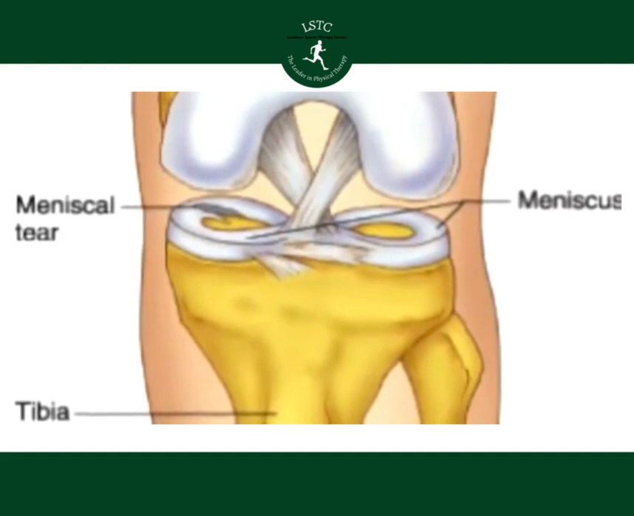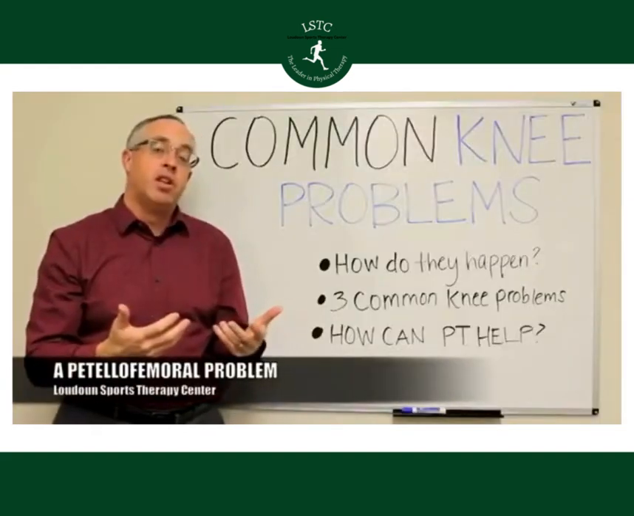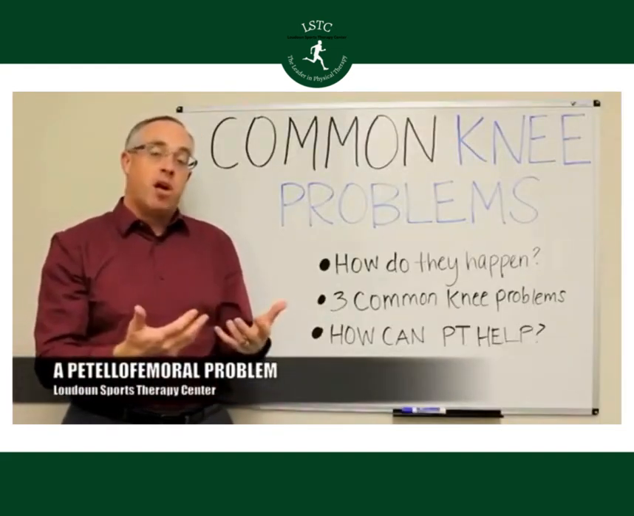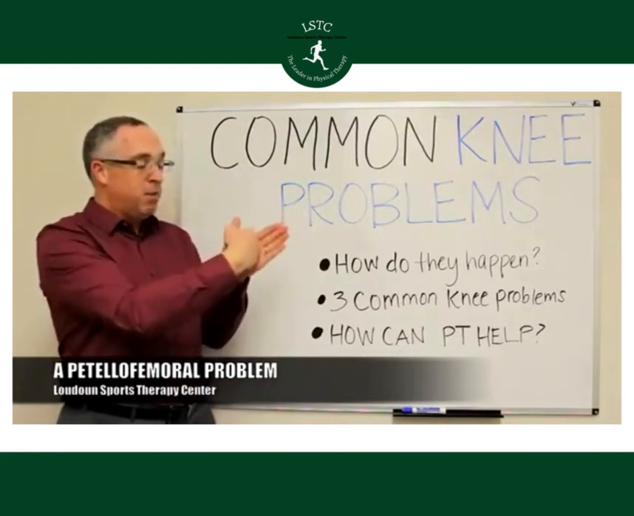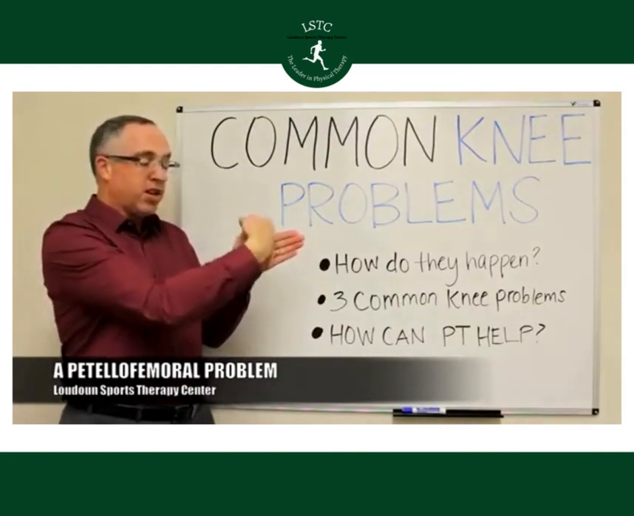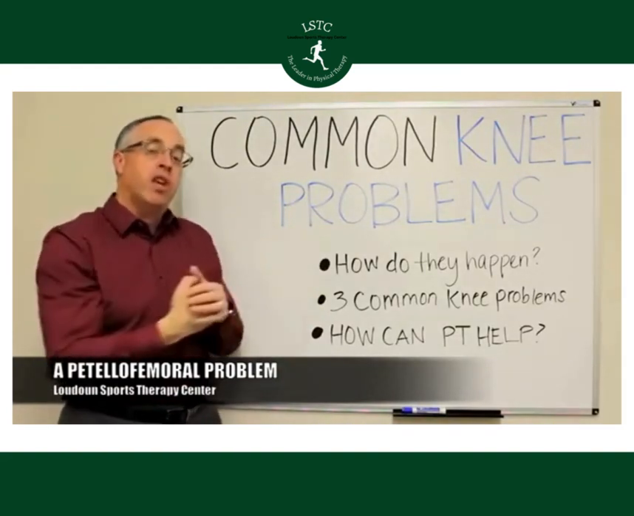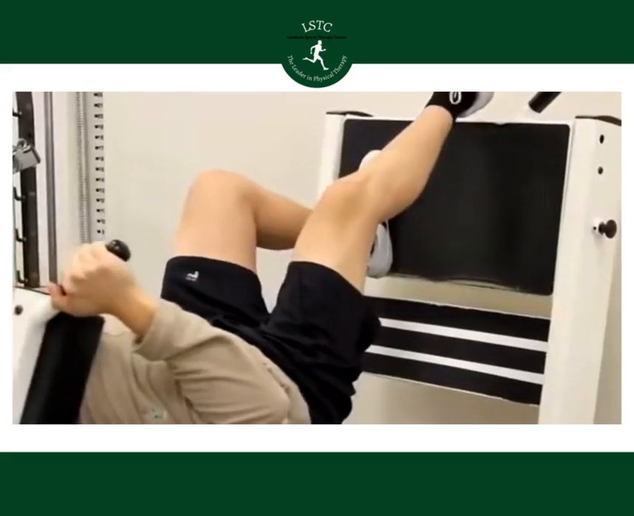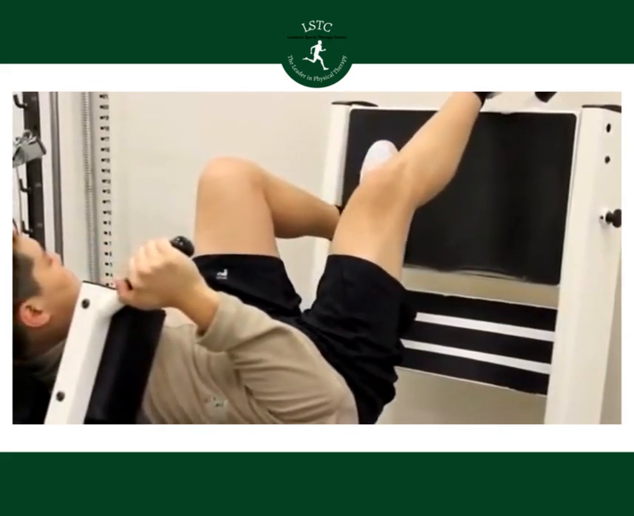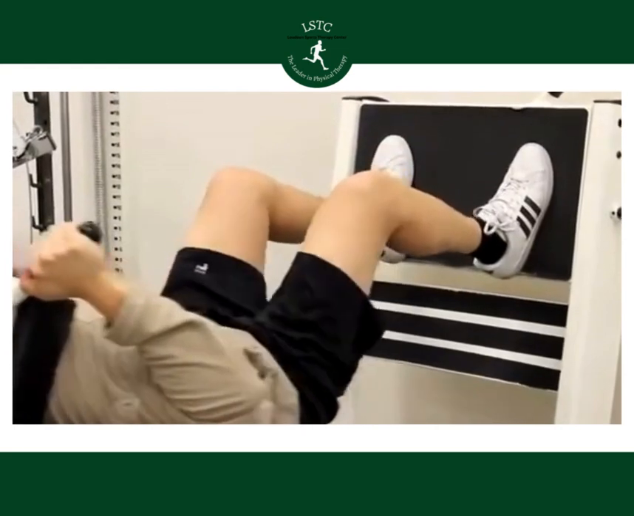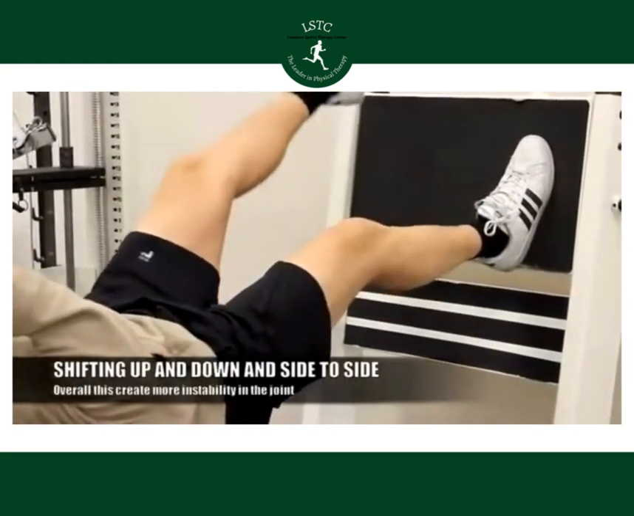And then the third common problem that we see most often in knees is a patellofemoral problem. So again, the patella is that bone on the front of your knee, and it's supposed to track straight up and down in a groove in the front of the femur. Unfortunately, in the majority of people, it doesn't do that. At the same time it's tracking up and down, it's actually shifting side to side.